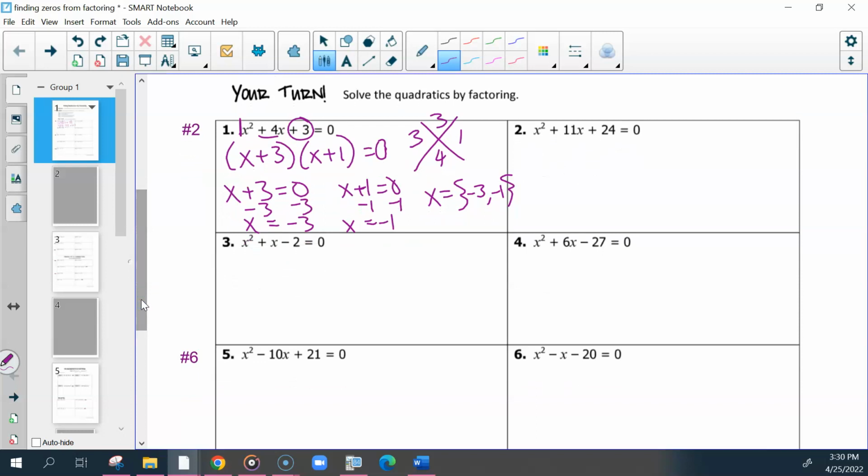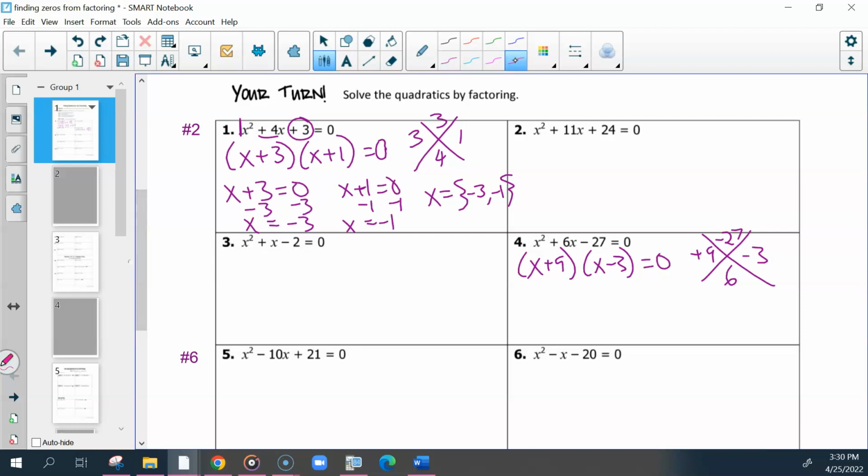Number 4, we're looking for two numbers that multiply to be -27 but add to be 6. Remember, because the last term is negative, one of them had to be negative. Two numbers that would work are +9 and -3. So we have our factors x plus 9, x minus 3 equals 0. When you have factors that are just x plus a number or x minus a number, you can still solve it. You'll get the same answer.